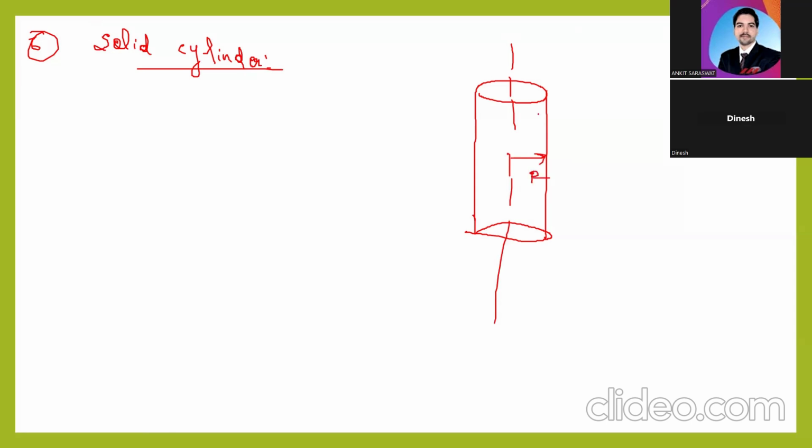R, mass is m. So about this axis, moment of inertia is mr square by 2, like this. After this, write down the moment of inertia of solid sphere.